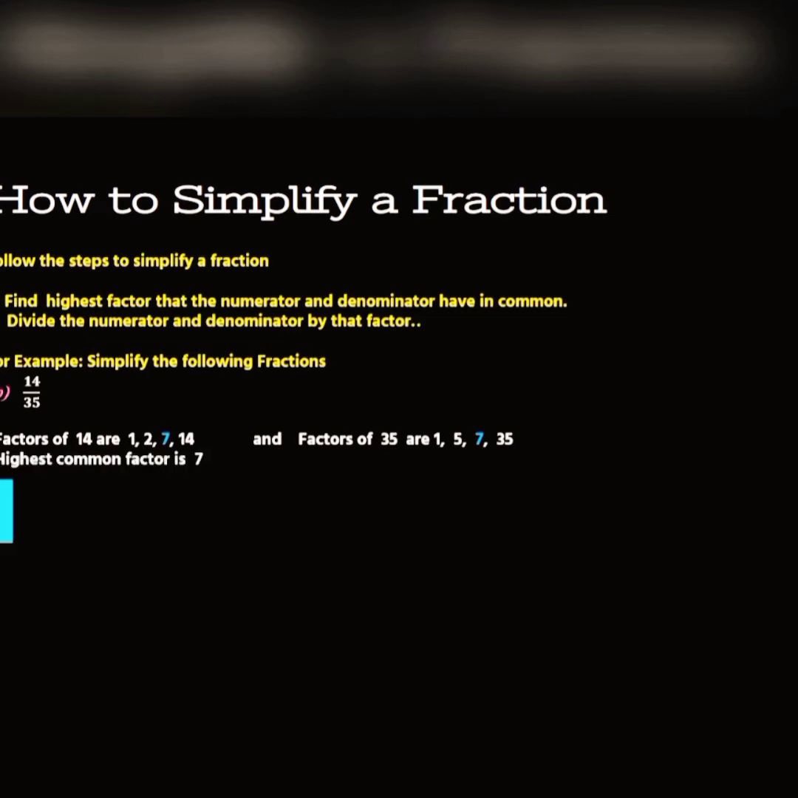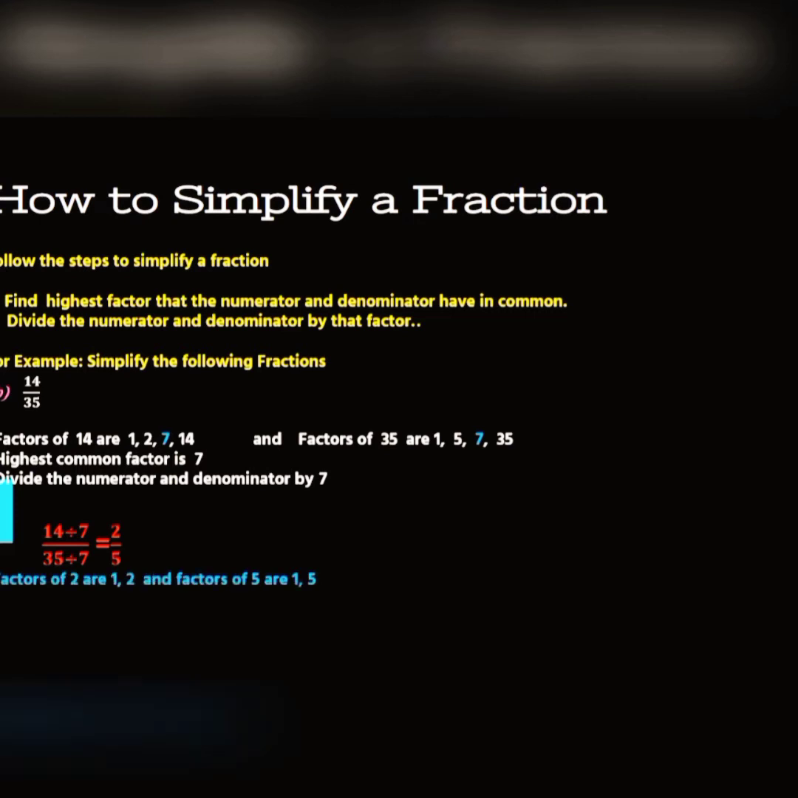Now we need to divide the numerator and denominator both by 7. So your result will be 2 upon 5. The factors of 2 are 1 and 2. The factors of 5 are 1 and 5. And only 1 is a common factor. So this is the simplest form of 14 upon 35, and this is 2 upon 5.